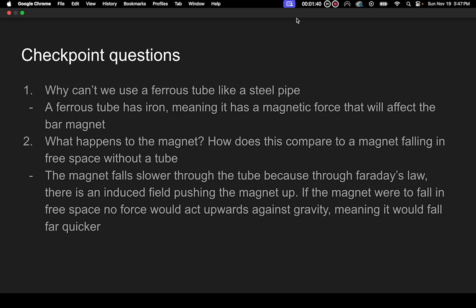These are the checkpoint questions. Why can't we use a ferrous tube like a steel pipe? A ferrous tube would mean that the tube is iron, meaning it has a magnetic force that will affect the bar magnet, so that would mess up the data.